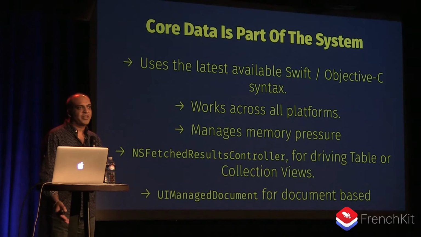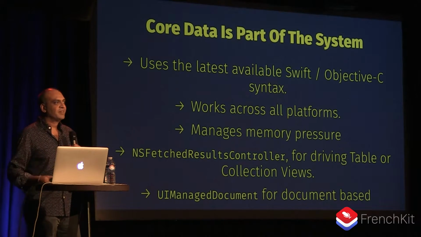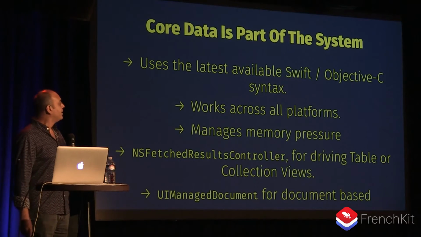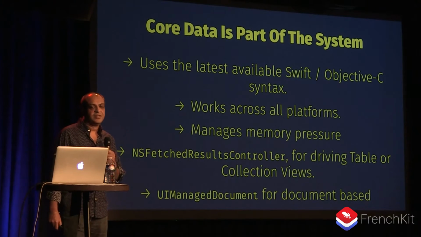It also, because it's integrated with the system, takes care of the memory pressure for you. It's optimized. It deals with its own memory. It deals with its own caching, so that by the time you get this didReceiveMemoryWarning message in your view controller, there's nothing you really need to do to lighten your Core Data use, because Core Data has probably already done it for you. And also you've got NSFetchedResultsController, which is really useful for driving table and collection views. There's UIManagedDocument for document-based applications. I'll talk about that later.